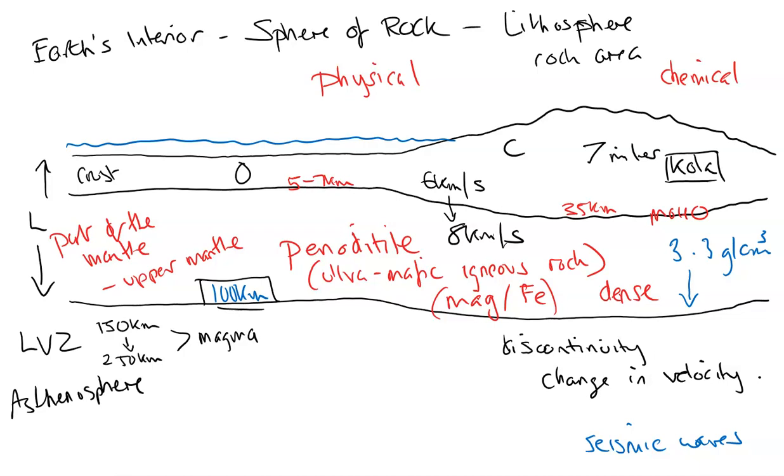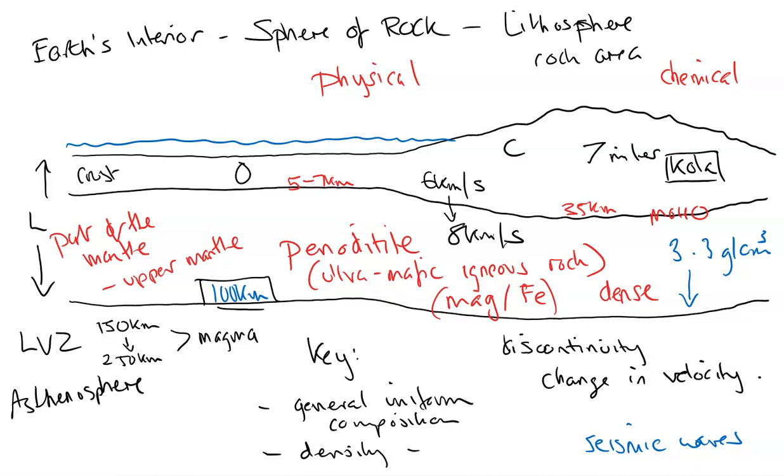So, in terms of lithosphere, we're going to take from this the key points: the more general, uniform composition, peridotite, the density, and the depth.